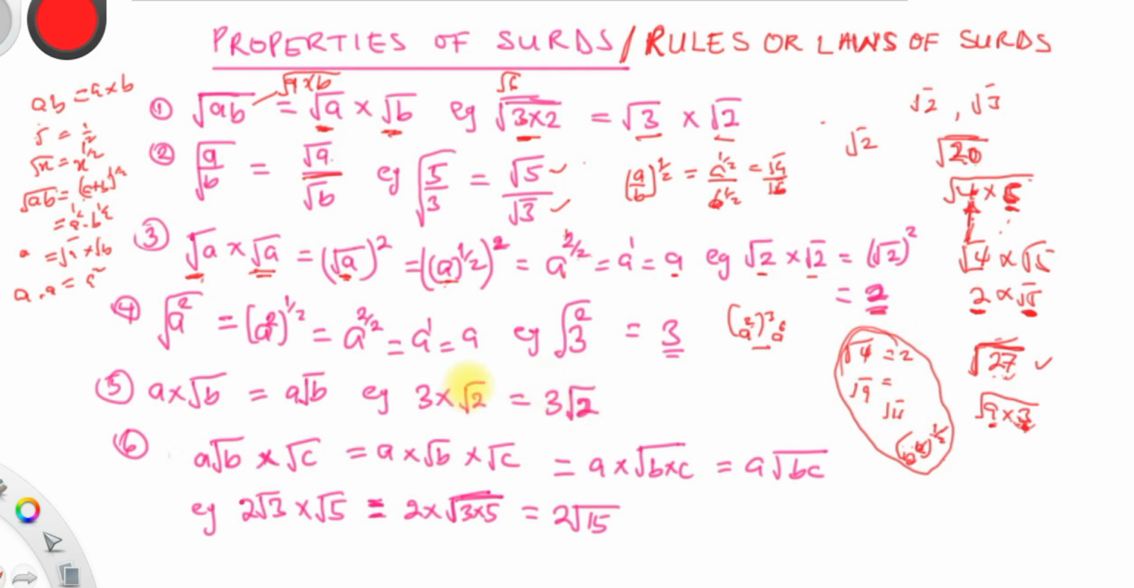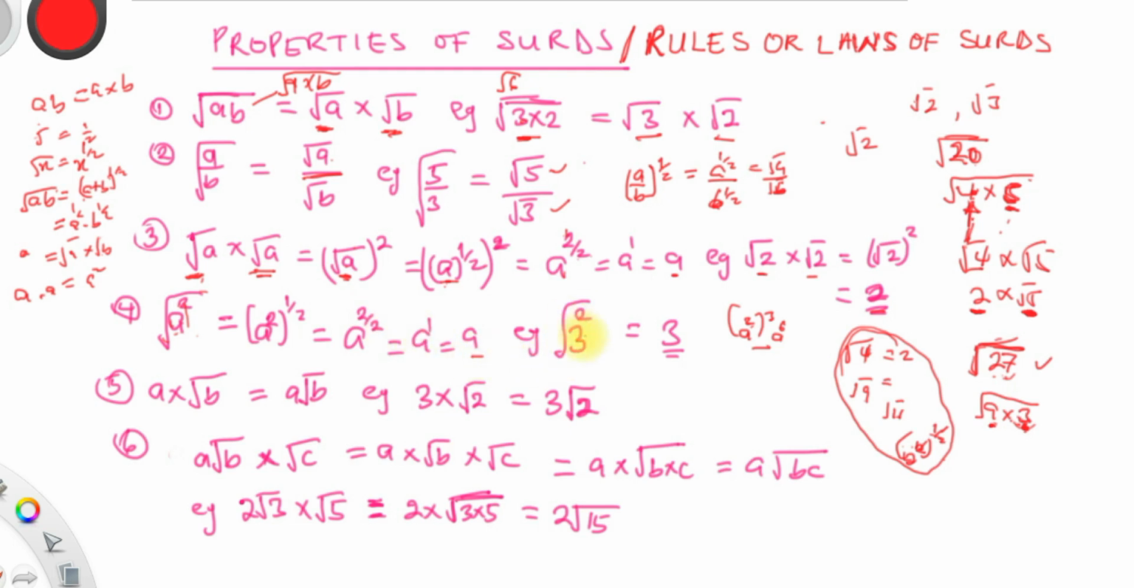I hope you are following. Okay, there's another property, rule or law 4. You have A raised to the power 2 under the square root sign. The square root sign means raise to the power of half. So A raised to the power 2, raised to the power of half, the square root sign, these will multiply. We get A raised to the power 2 over 2, and 2 divided by 2 is 1. So we get A.